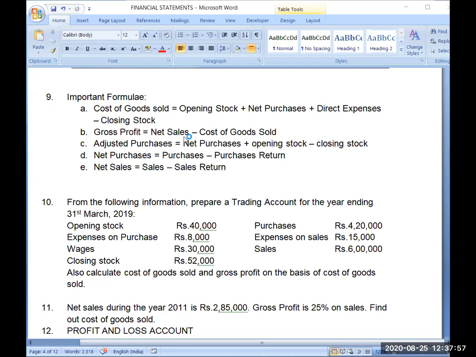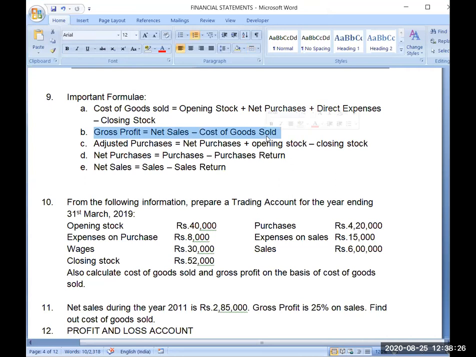And suppose the answer comes in negative, means net sales are less than your cost, then what will you get? Let's see how many of you can answer. If suppose my net sales are less than cost of goods sold, the answer is coming in negative. If cost of goods sold is higher than net sales, then what will you get? Yes, correct answer.